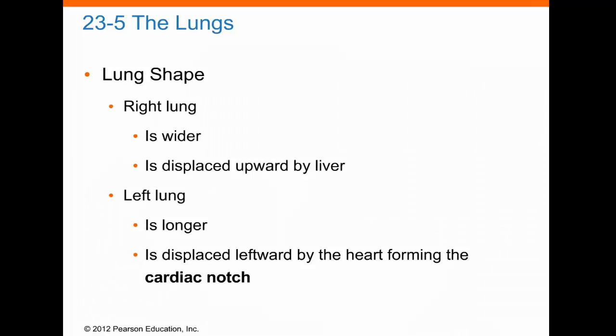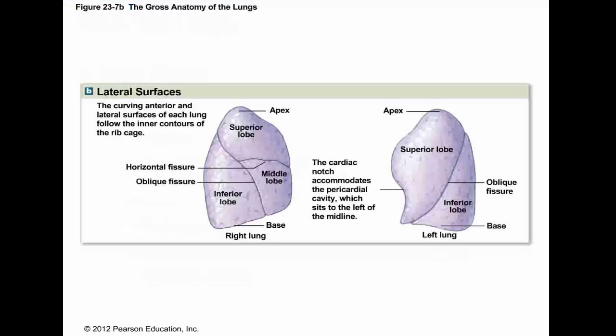So the lung shape, the right lung is wider and is displaced upwards by the liver. The left lung is longer and is displaced towards the left by the heart, forming what is called the cardiac notch. So here we have the lateral surfaces of the lungs.